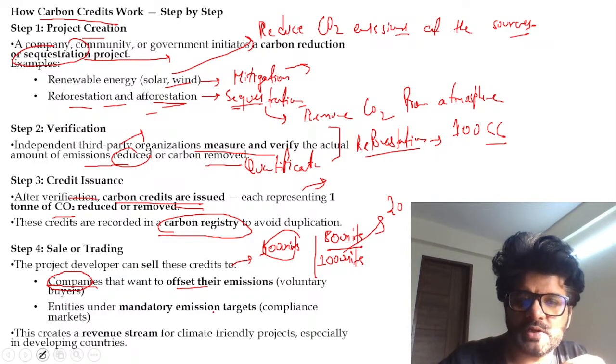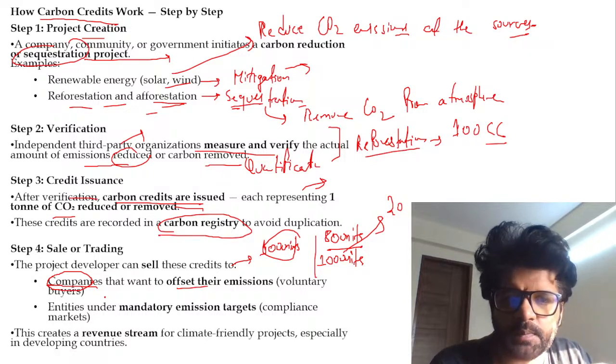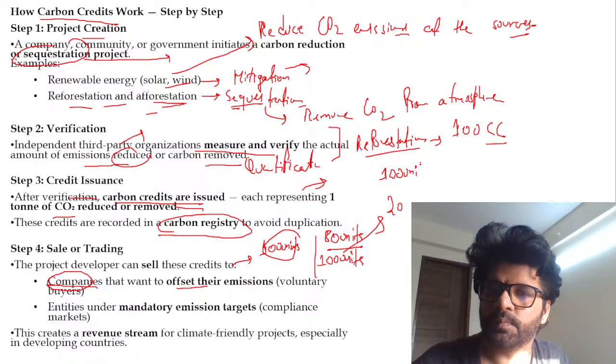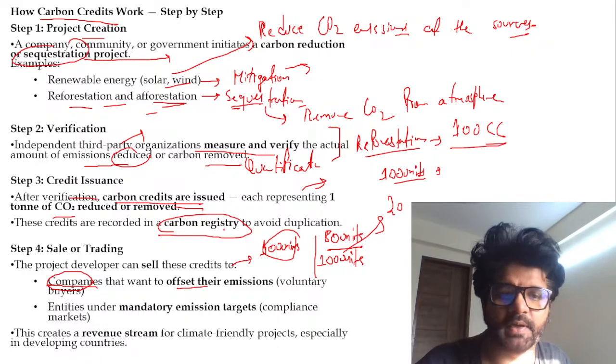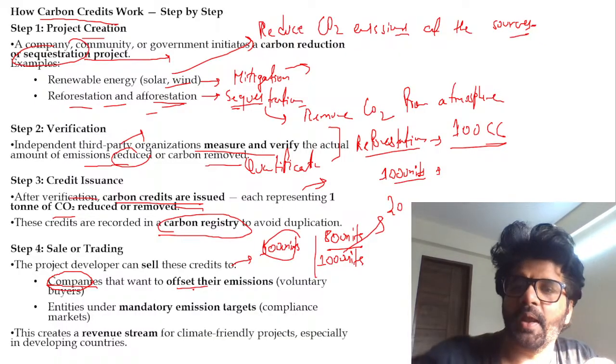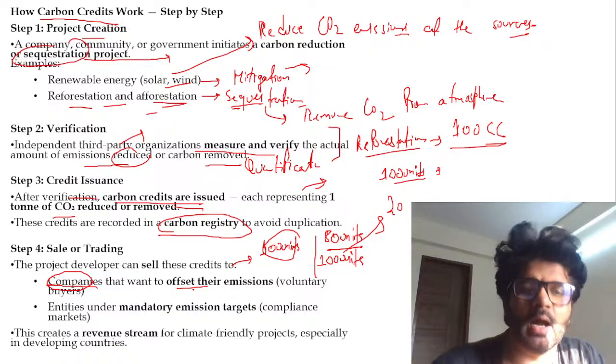Companies that want to offset their emissions are voluntary buyers. Let's say I want to offset my carbon emissions. If I'm emitting 100 units, I will offset this by buying 100 carbon credits. So in one case, there is no compulsion, but I am myself reducing it by buying carbon credits. Even though I'm emitting, I'm offsetting by buying carbon credits.